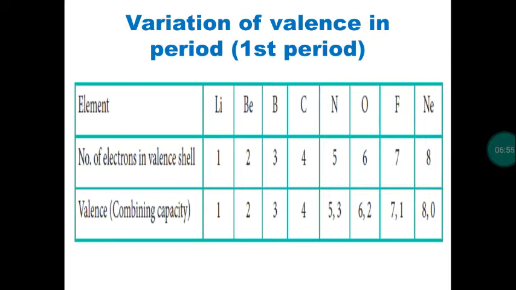Carbon, atomic number 6, 1s2, 2s2, 2px1, 2py1. So in total 4 electrons are present in the outermost shell, the second shell. So valence electrons 4 means the valency is also 4.